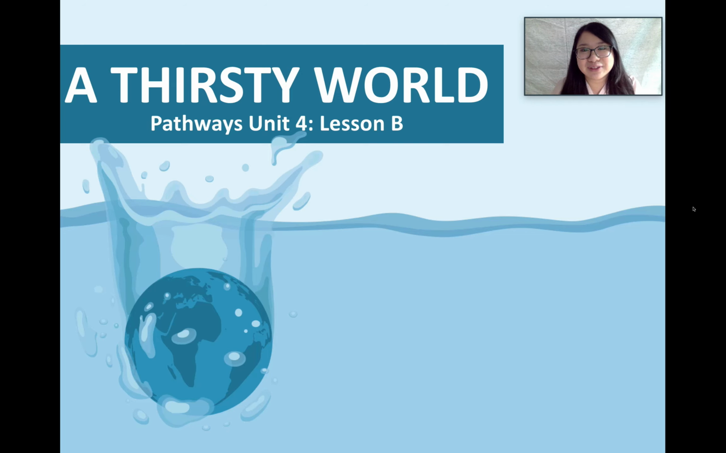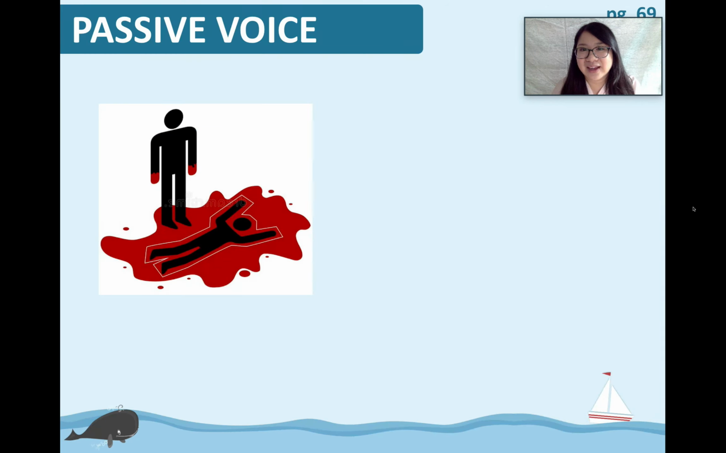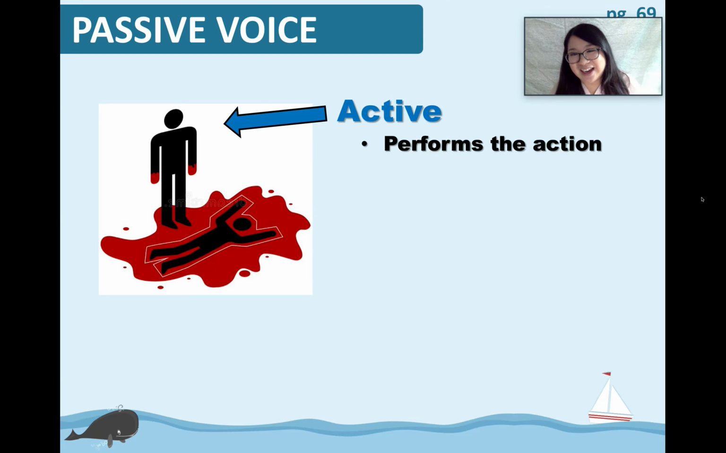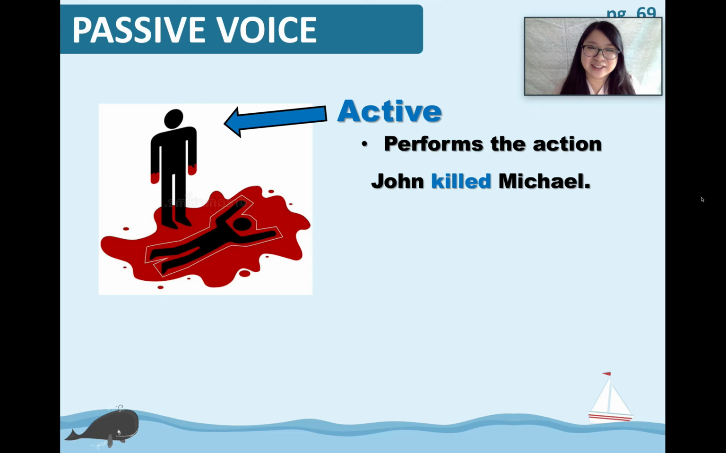First, let's review last week's grammar. Last week we learned the passive voice. Do you remember this story? There are two people in the story, the active voice and the passive voice. The active voice is describing the person who performs the action, the person who does the action. In this case, John killed Michael. He is active. He killed.